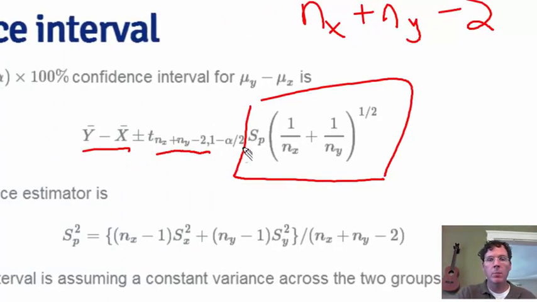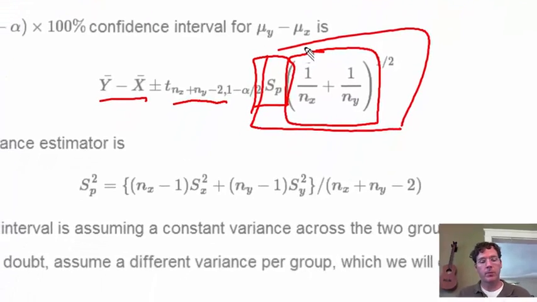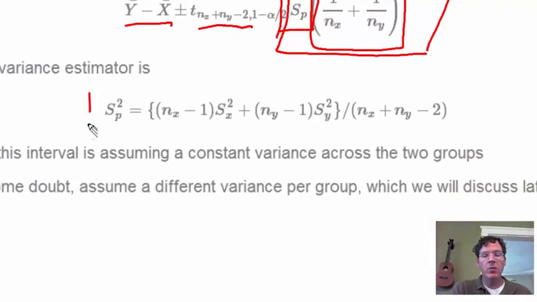This S sub p right here I'll talk about in a minute, but it is multiplied times this factor here, 1 over nx plus 1 over ny raised to the 1/2 power. You'll notice that as we collect more data, 1 over nx gets very small and 1 over ny gets very small. The S sub p squared is the so-called pooled standard deviation. Or I'm sorry, S sub p squared is the so-called pooled variance. Its square root is the pooled standard deviation.